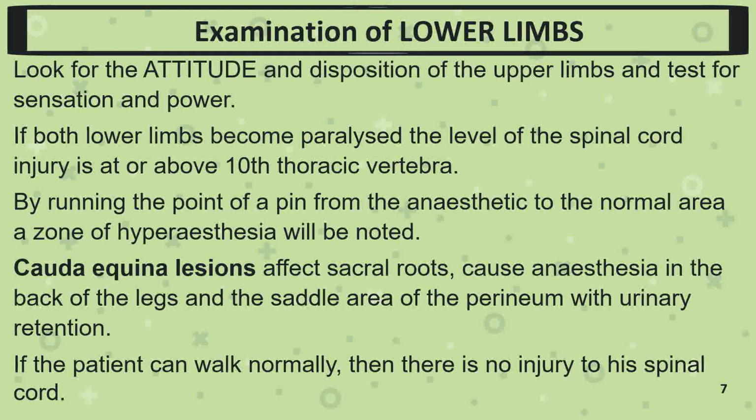The sensory loss will be according to the level of the cord lesion. By running the point of a pin from anesthetic to the normal area, a zone of hyperesthesia will be noted. The sacral roots may be involved in cauda equina lesions, producing anesthesia in the back of the legs and in the saddle area of the perineum with urinary retention. The muscle power in lower limbs is tested by asking the patient to move his ankles and toes against resistance and to raise the legs straight one after the other. If the patient is able to walk normally, it may be assumed that there is no injury to his spinal cord.